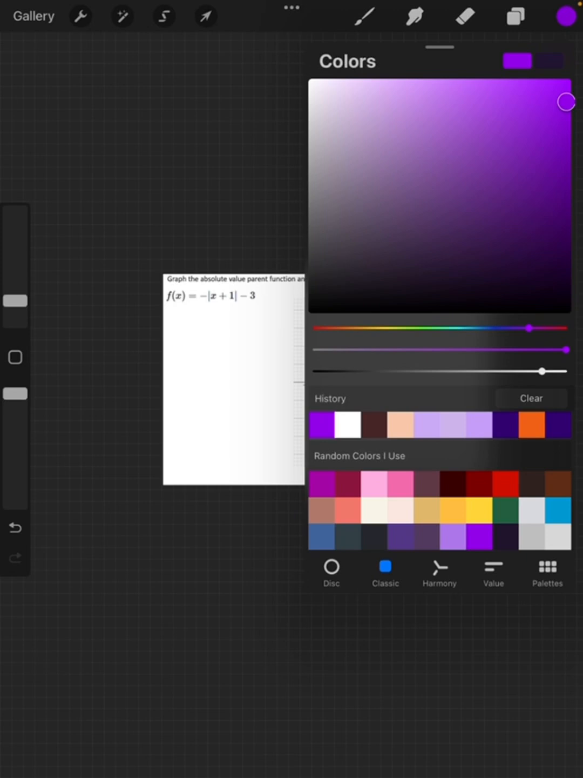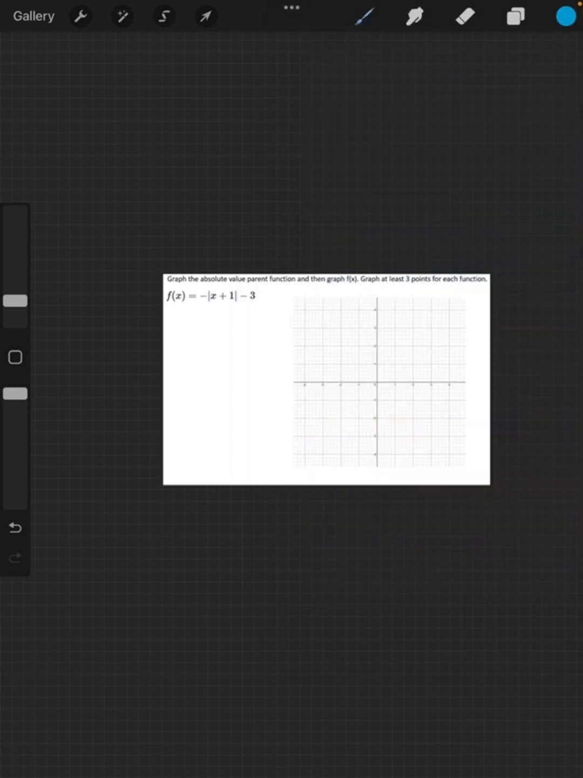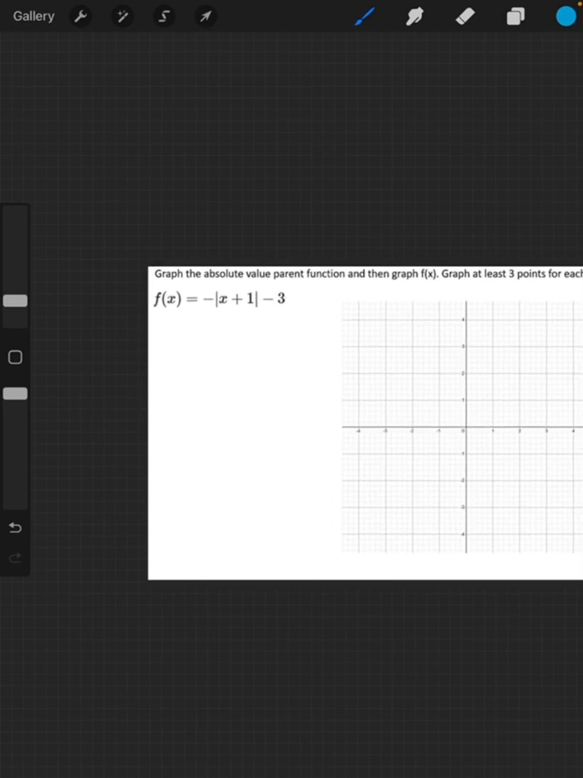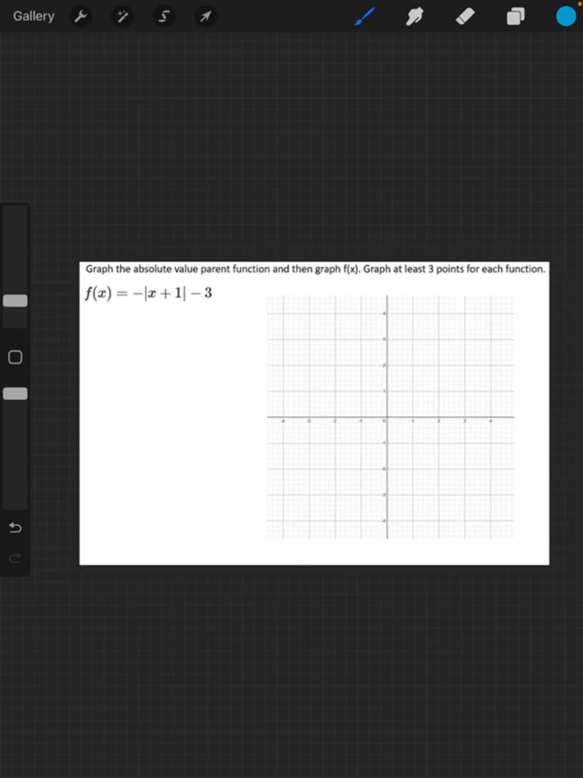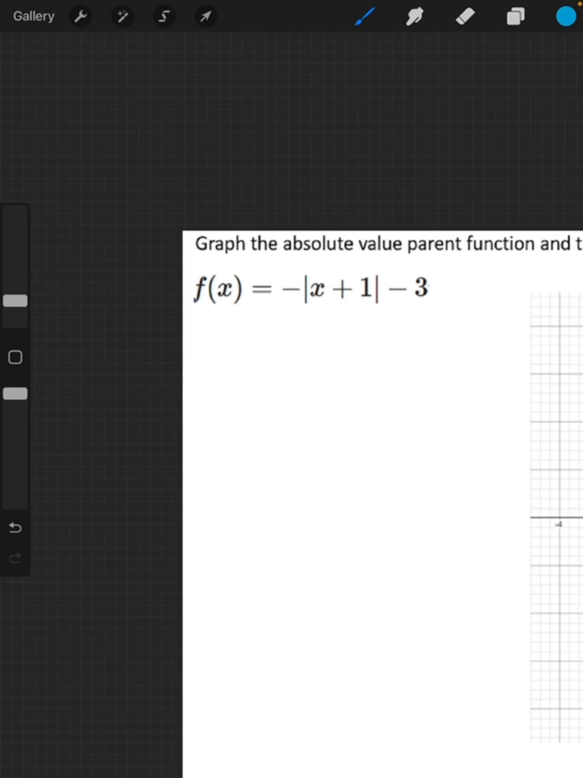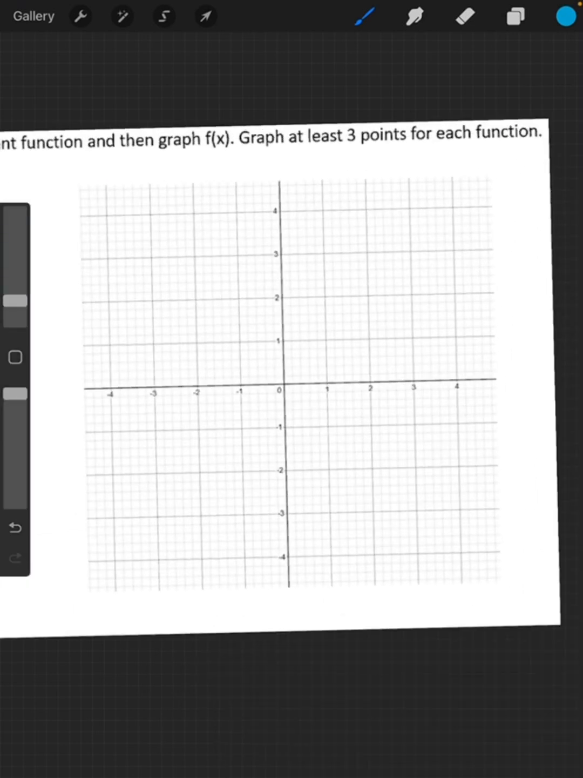We're doing the second part of the parent functions test. First, graph the absolute value parent function, then graph f of x. Graph at least 3 points for each function. So the parent function of absolute value is just the absolute value of x.